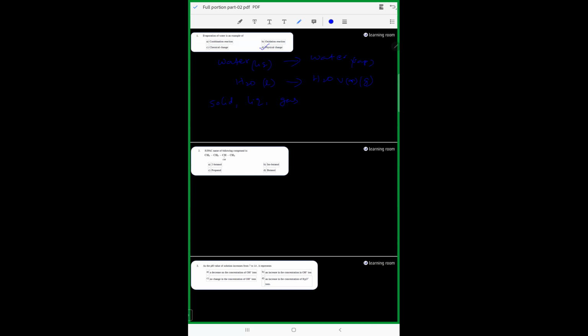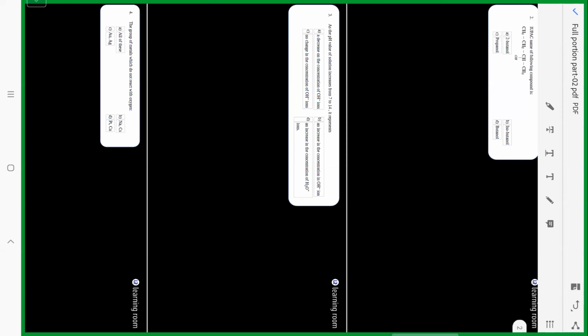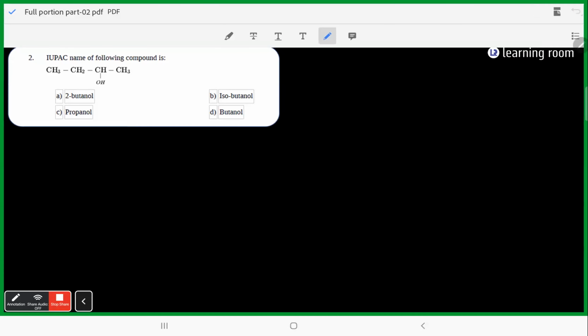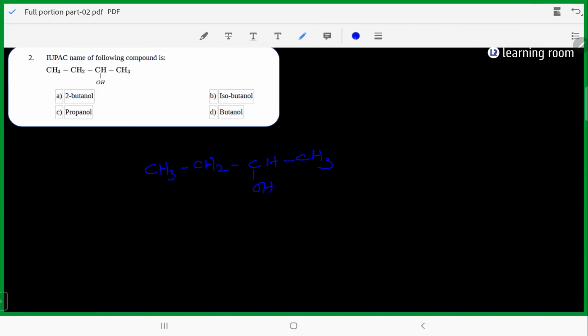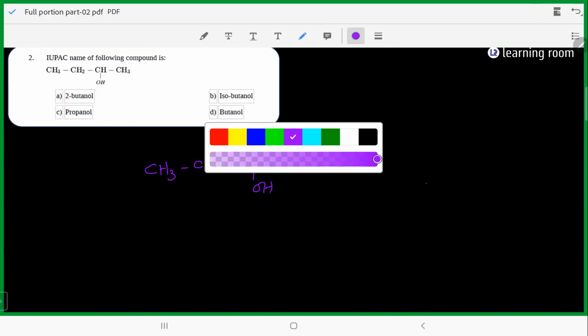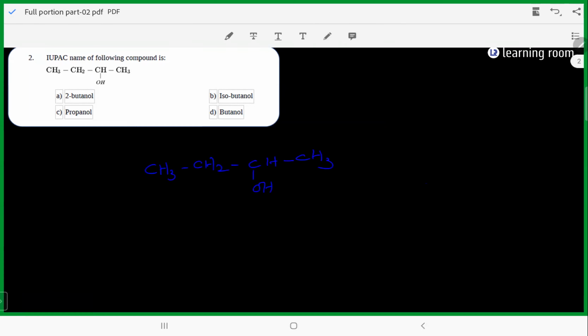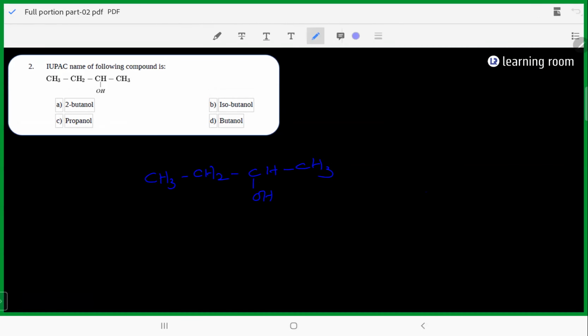And then, IUPAC name of the following compound is... So when you are having the compound CH3 CH2 CHOH CH3, if you want to do the IUPAC name, then you have to give the numbering, 1 2 3 4, 1 2 3 4. So according to the rule, you have to choose the longest chain and nearest the number. So according to that, second one is correct.